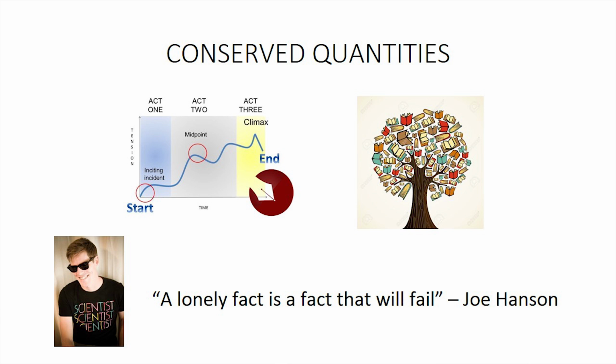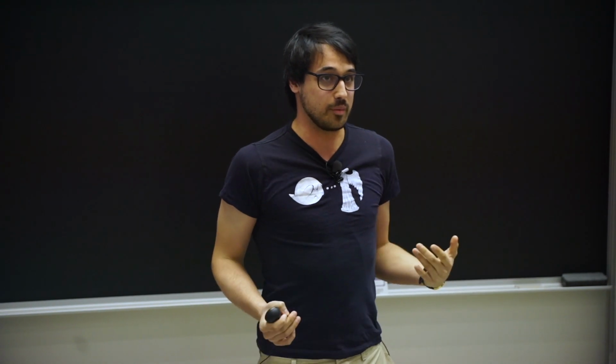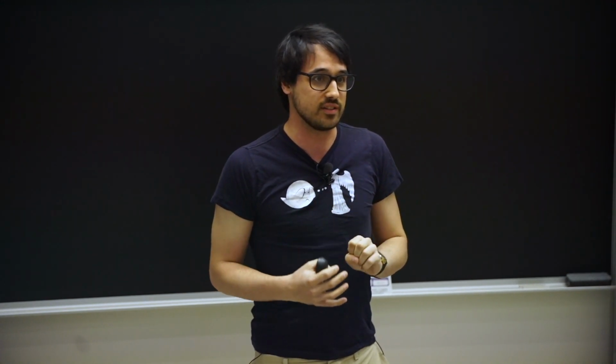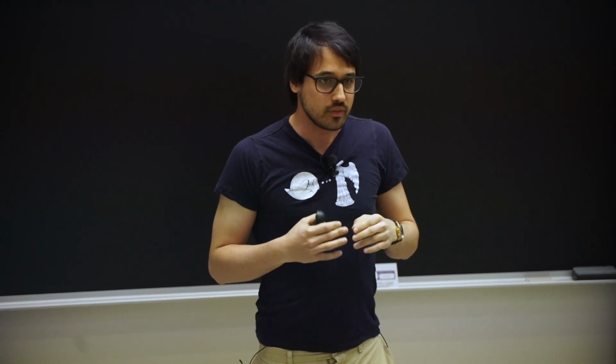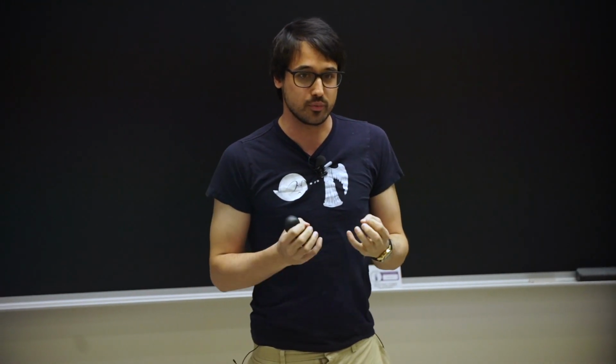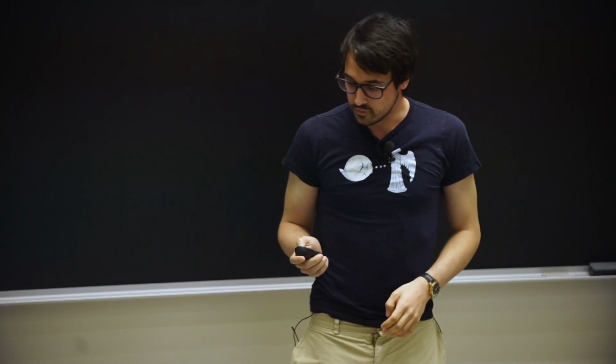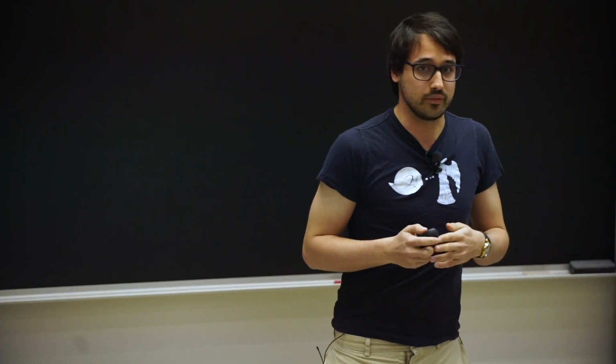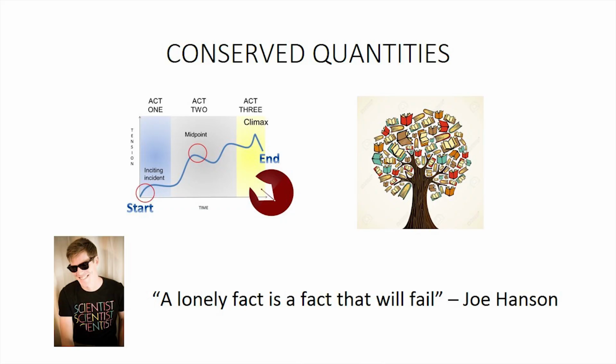We conserve memories in structures, and the two main structures that I think about are a knowledge tree, where you have core ideas and you're branching off of that and building up something that you could almost reconstruct from its core principles, and the narrative structure of a story. So if you want people to conserve information, you put it in a structure like a tree or a story. As Joe Hanson says, a lonely fact is a fact that will fail.